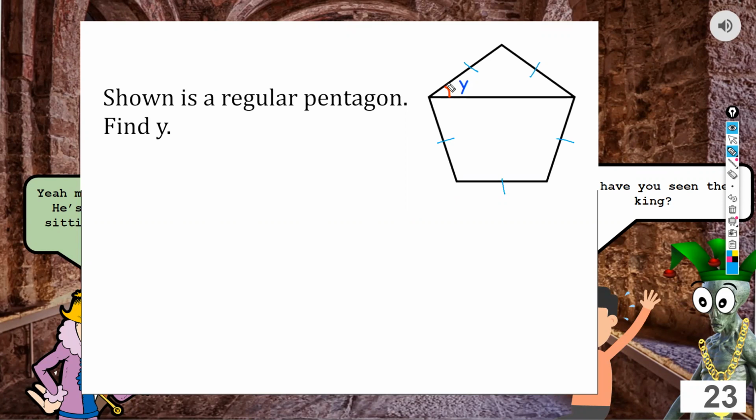I'm going to give you 2 minutes. I want you to write down this question, then try it. Well, I should give you more than 2 minutes. Take 3 minutes to work out this particular question. And remember, it's a regular pentagon. I'll give you a hint. There's an isosceles triangle somewhere in that question.